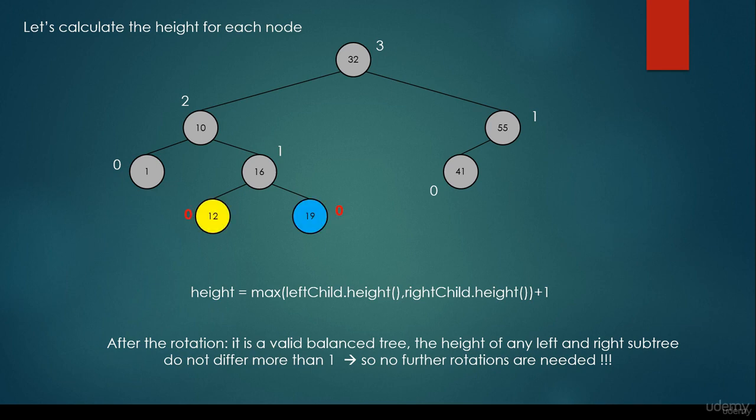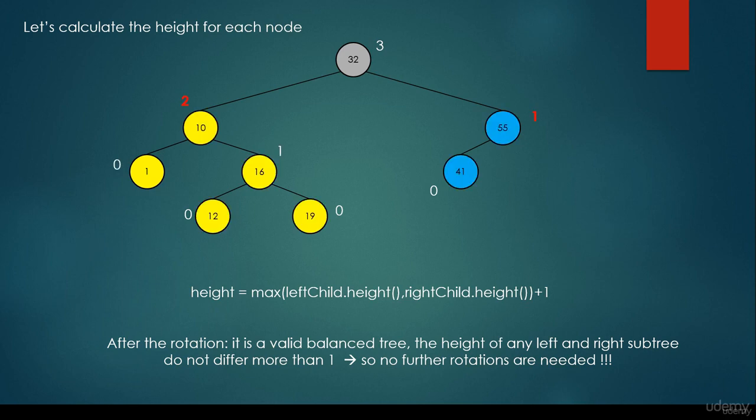Okay, so let's prove it. For example, this is the left subtree and right subtree of the node 16. Both of them have the height parameter 0. We don't have to rotate. What about this one? We have the right subtree and the left subtree for the node 10. We have the height parameters 0 and 1. They do not differ by more than 1, so we don't have to rotate them.